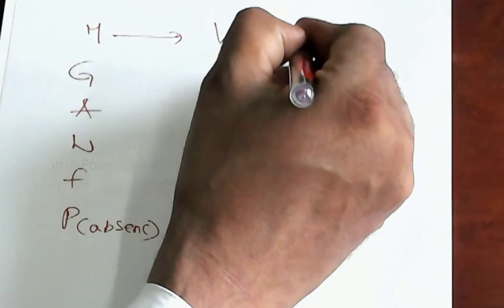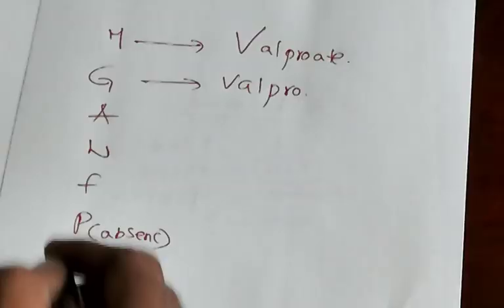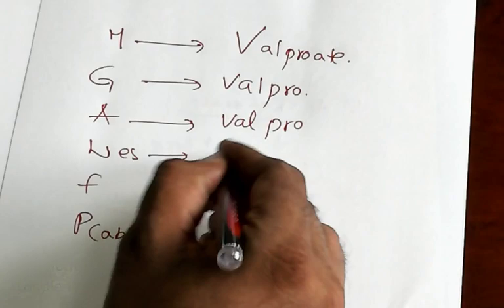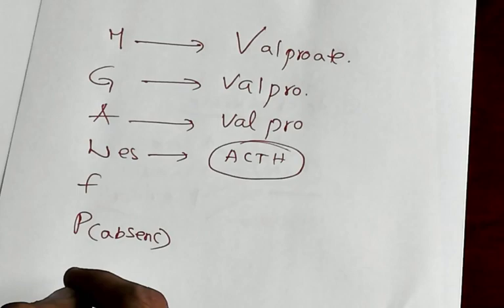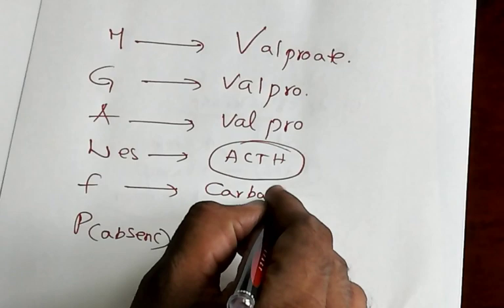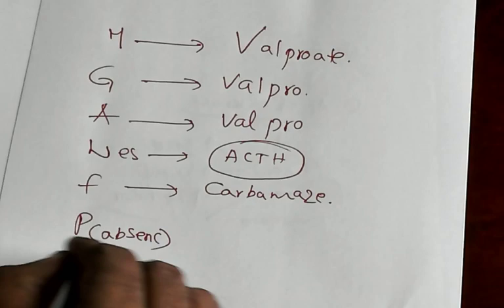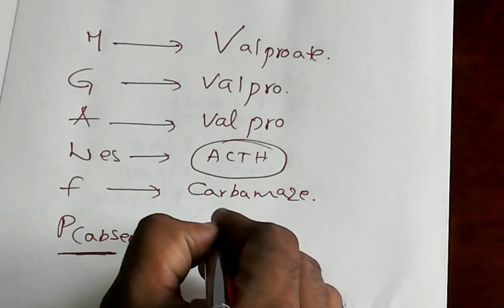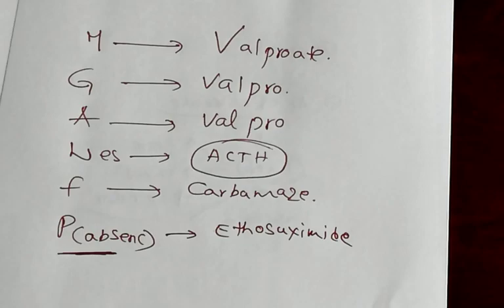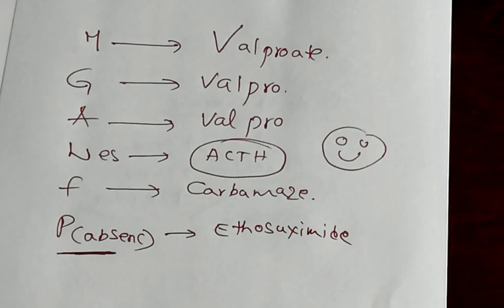Myoclonic, valproate. Then for the grand mal we use valproate. Atonic, we use valproate. West syndrome, very favorite MCQ of the examiner, we use ACTH. Focal seizures, we use carbamazepine. And for the petit mal, absence seizures, we use ethosuximide. Don't take tension in this, doctor, answer perfectly.